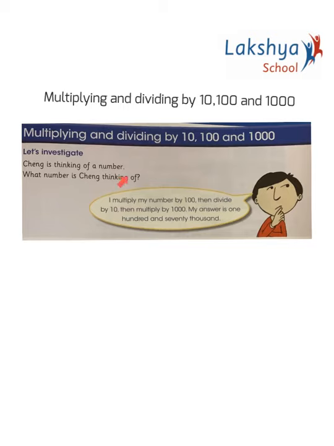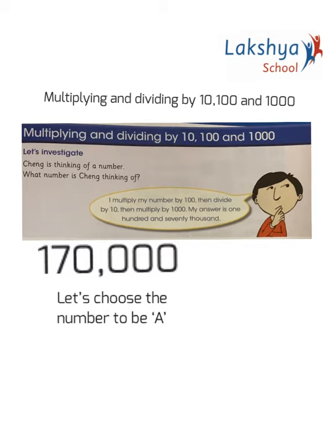Cheng is thinking of a number. What number is Cheng thinking of? I multiply my number by 100, then divide by 10, then multiply by 1000. My answer is 170,000. Let me write the number. The answer is 170,000. Let's choose the number to be A.